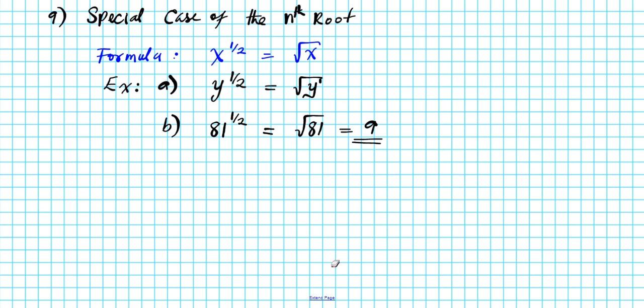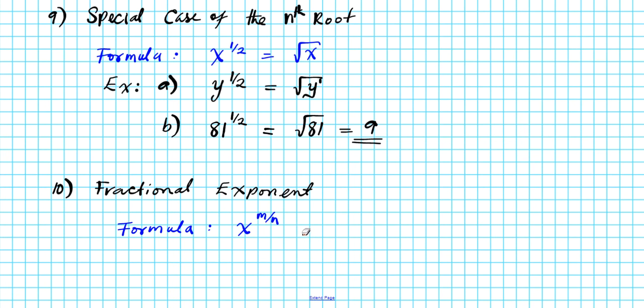Alright, let's take a look at property number 10. This is known as the fractional exponents property. It's also connected to the nth root property. Now, this is the formula. What if you have a real number x raised to a fraction, namely m over n, where m and n are integers?